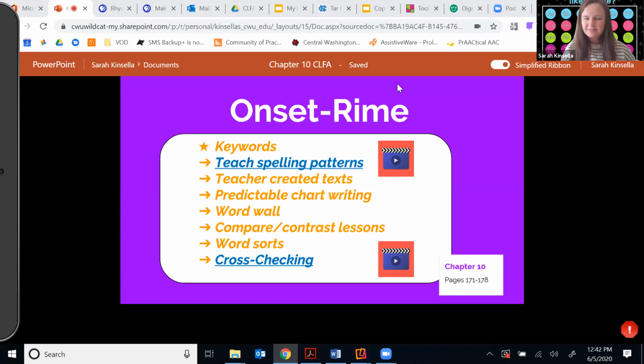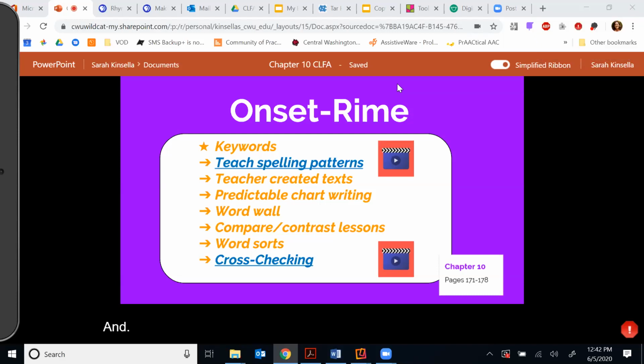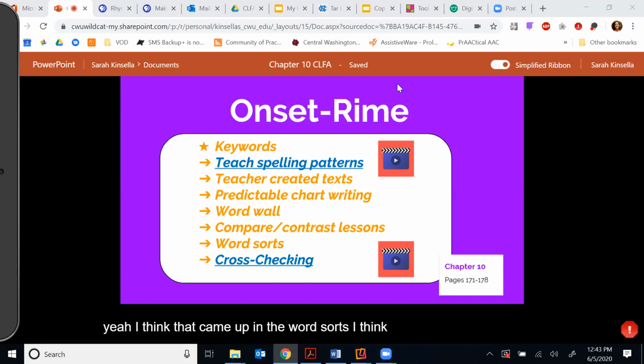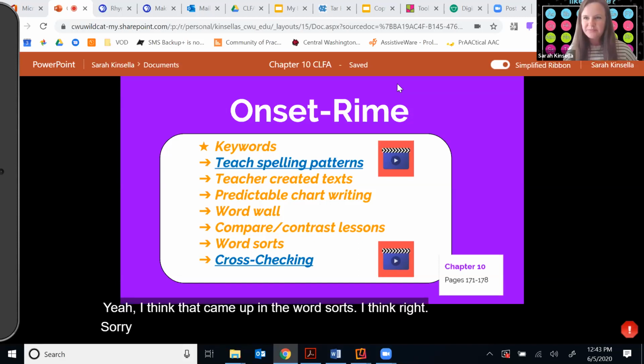I thought the chapter actually mentioned there were some phases, and they did talk a little bit about auditory activity like this. They made note of students with vision impairments who would still be able to do this activity. I think that came up in the word sorts, right? Right, they talked about auditory sorts, they had the visual sorts. And the idea isn't that you're always doing all of these.